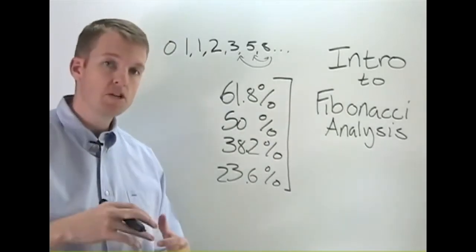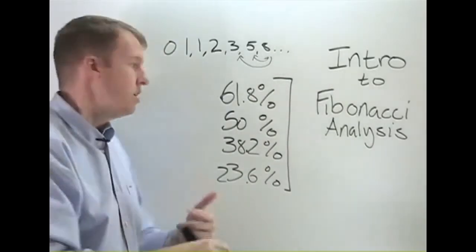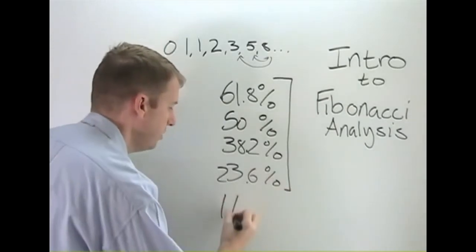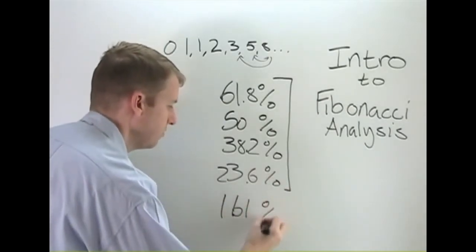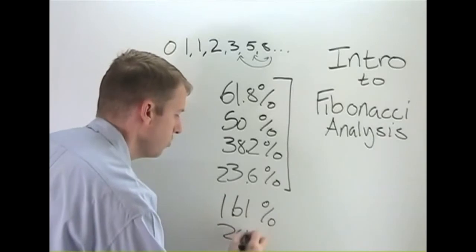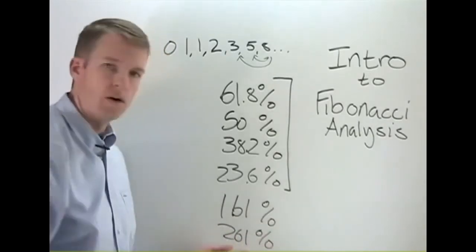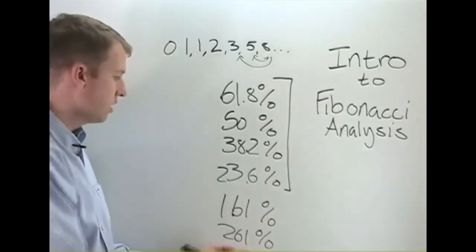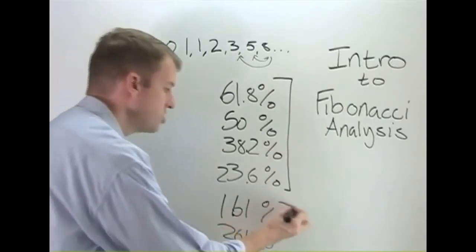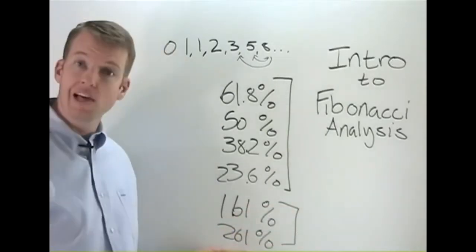and we'll also be using Fibonacci ratios that are in reverse. So the 161% Fibonacci ratio, the 261% Fibonacci ratio. So these numbers we're going to be using to try to find our projections. So where do we think the market is likely to go?